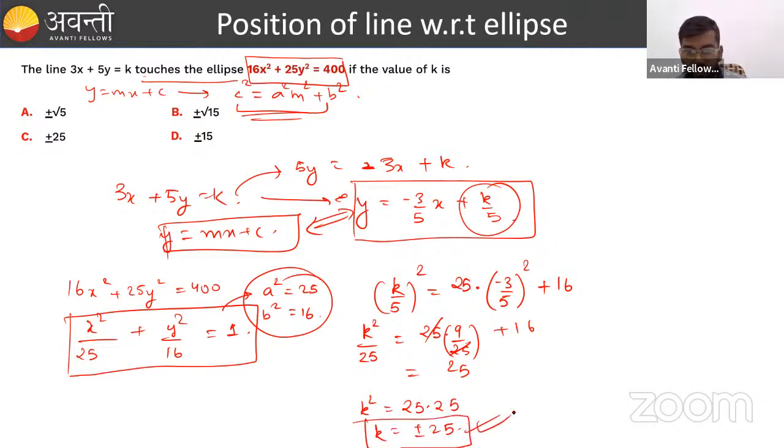So this was easy, right? You just remembered this condition of tangency and then this was very easy to solve. So the answer is C, plus minus 25. I hope all of you understood this. Let's move ahead.